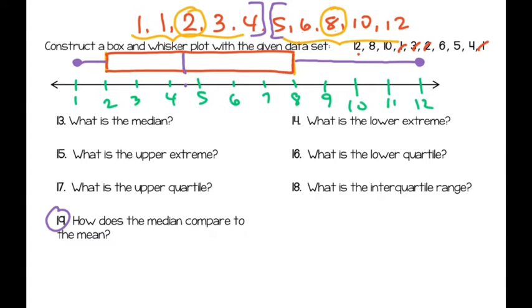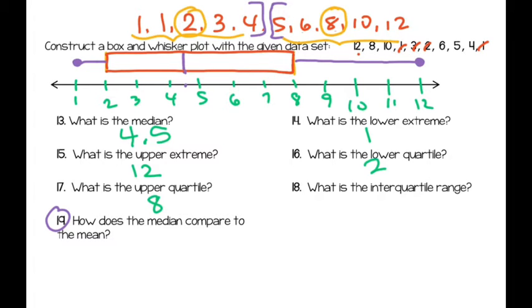Okay, number 13, it says, what is the median? That was 4.5. What is the lower extreme? That was 1. What is the upper extreme? That was 12. The lower quartile, that's going to be your 2. The upper quartile, that's your 8. So you notice that if you made your box and whisker plot, you already know the answer to these questions. It also means that if you're trying to make a box and whisker plot, those are the questions you need to answer. That's where you get your information.